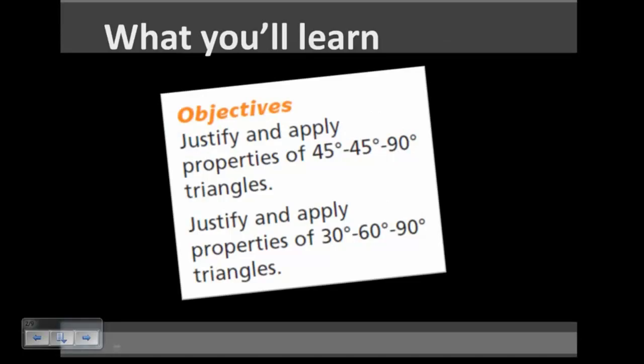So in this particular lesson, we're going to justify and apply the properties of what we call a 45-45-90-degree triangle. That's one of our special right triangles. And the other special right triangle that we're going to justify and apply properties for is the 30-60-90-degree triangle.